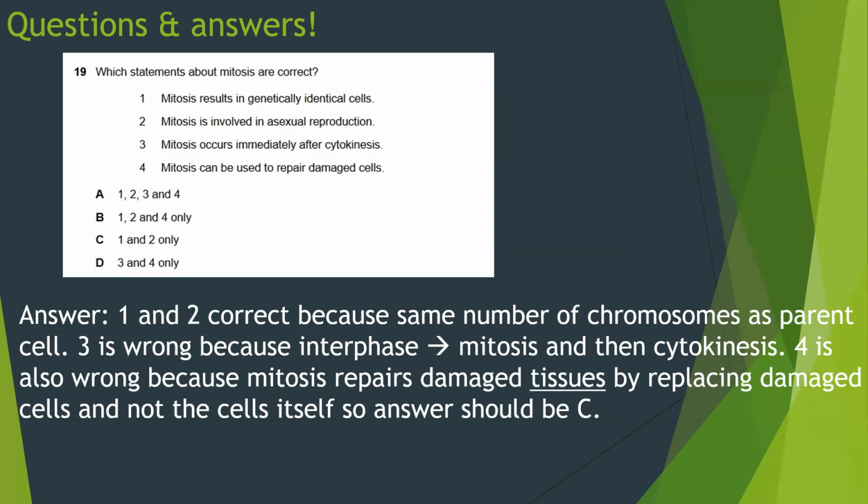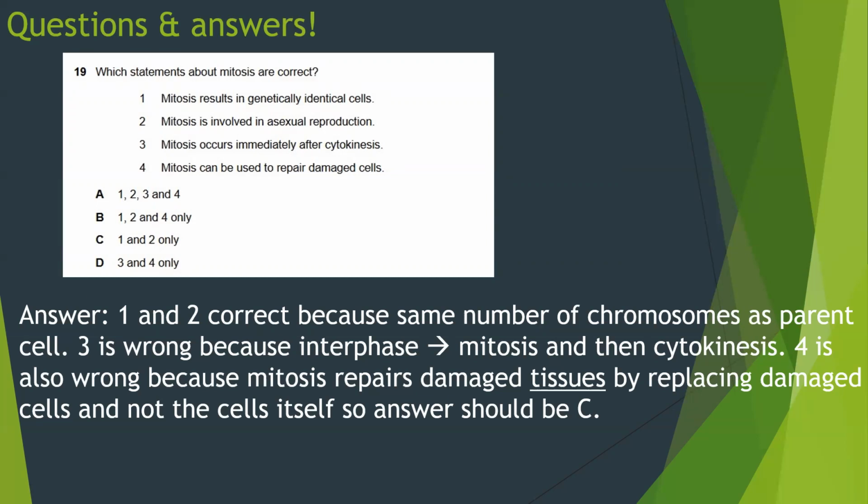Okay, so let's cover this. Option 1 is correct. It produces genetically identical cells because the chromosome number is exactly the same as the parent cell, and the type of chromosome is the same because it's from the same chromosome. It'll replicate, and the same chromosome is being passed. There's no genetic variation like occurs in meiosis. Meiosis will be taught in your A level syllabus, so you don't need to worry about that. Meiosis has genetic variation and mitosis does not.